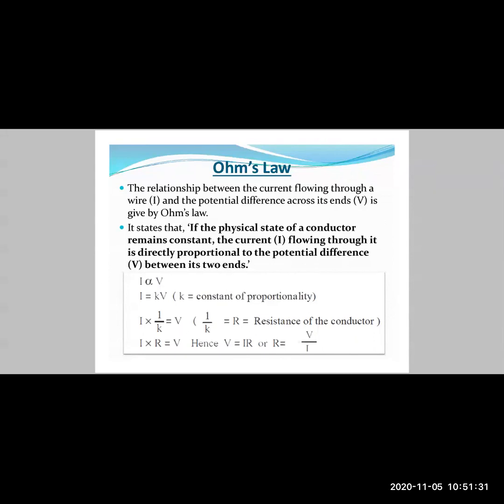Now, on rearranging the equation, if we take the constant K to the left-hand side, it becomes I divided by K equals V, or we can write I into 1 by K equals V. We can write that 1 by K as a new constant called R, which is the resistance of the conductor. Right?